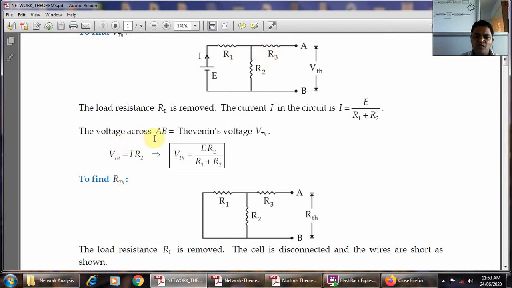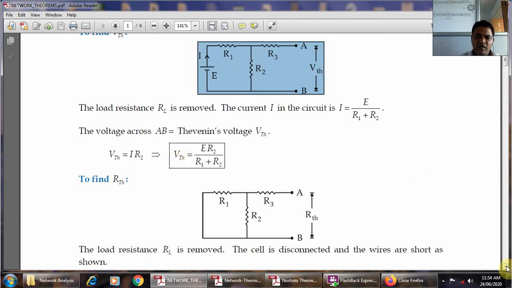Hence the voltage drop across AB is nothing but the Thevenin's equivalent voltage VTH. Therefore VTH equals I into R2. Here the current is not divided, but we use the equivalent resistance, so the voltage drop across R2 upon the total resistance is calculated. Therefore VTH equals I into R2, which equals E into R2 upon R1 plus R2, which is nothing but the VTH.